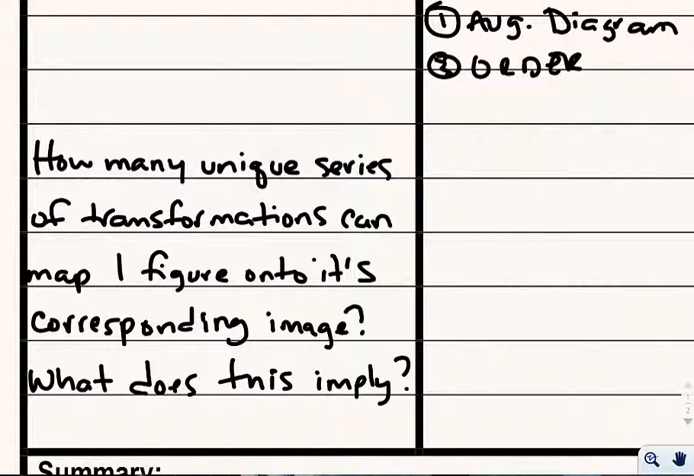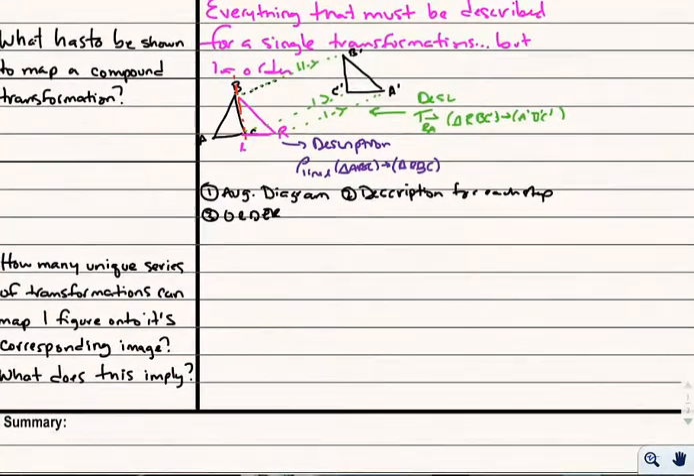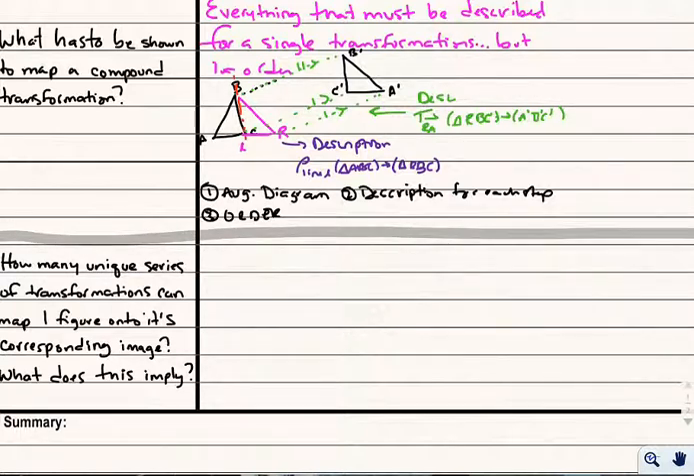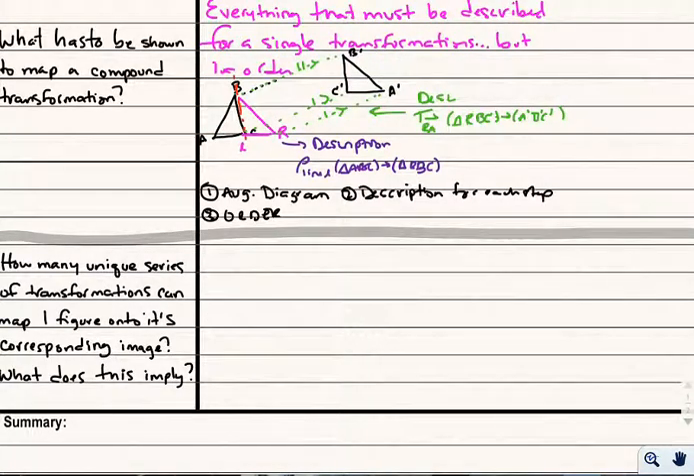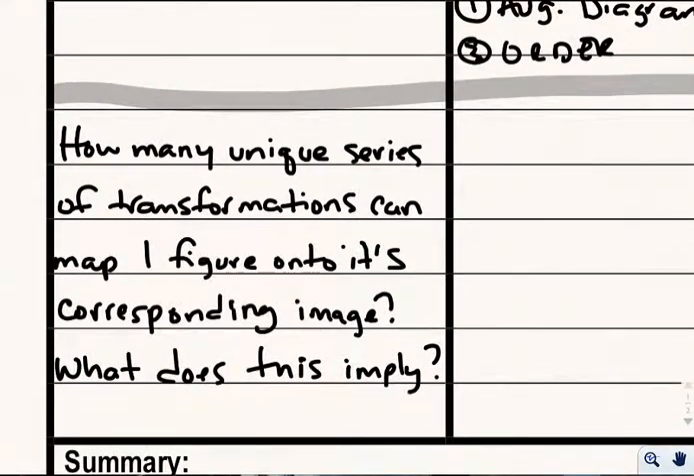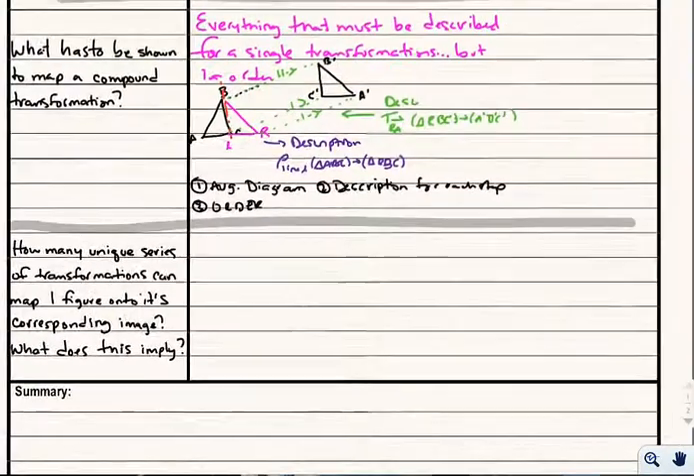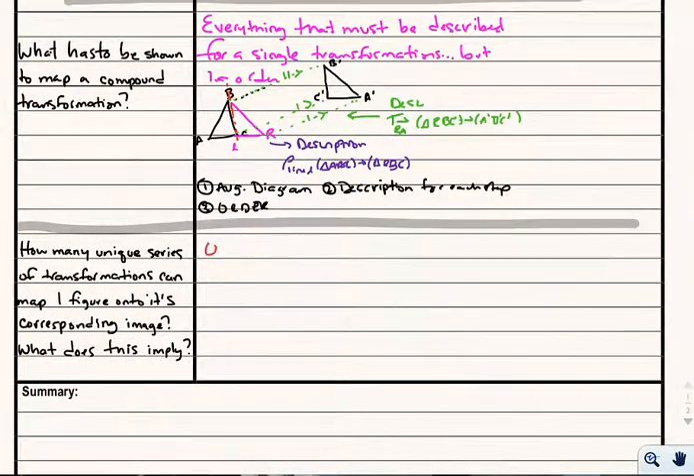Okay, so now that we know what we have to show, and of course this is just one example, we have this big question. It's kind of the question we talked about in class. How many series of transformations can map one figure onto its corresponding image? What does this imply? So the answer is actually really simple here. There are infinity combinations.